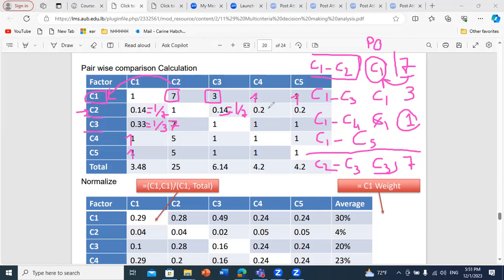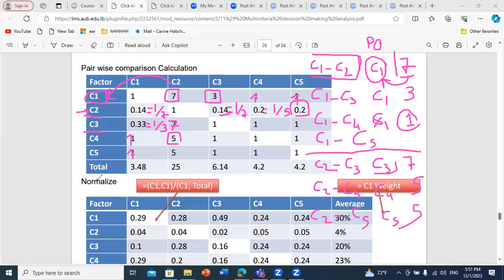Now, the next question will be to compare C2 versus C4. Since the result was 0.2, this means that the preferred option is C4, and the score we give to C4 is 5. So here what we have to put is 1 over 5. And then I can fill accordingly C4 versus C2 equal to 5. The same for the comparison between C2 and C5. The answer will be I prefer option C5, and the score I will put is 5.